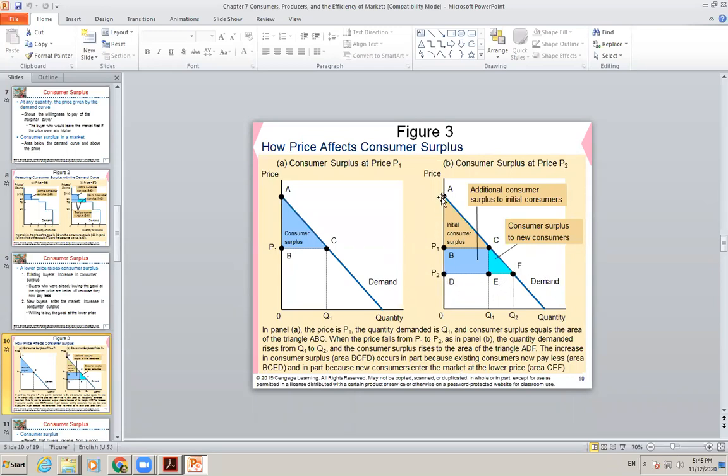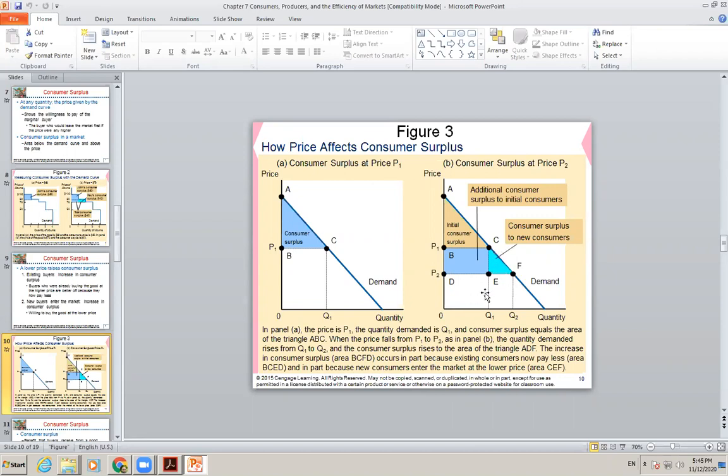That shows the triangle ADF. The increase in the consumer surplus, the area of BCDEF, occurs partly because existing consumers now will pay less in this area, okay? They get additional consumer surplus. And partly because new consumers will enter. So this part shows that the new consumers enter the market and they get the benefits of it.